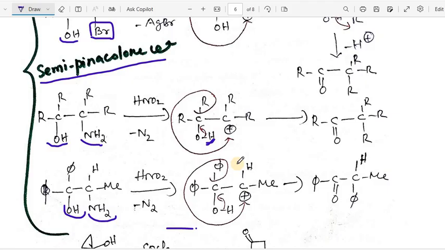So up to this we have seen what is meant by Pinacole-Pinacolone rearrangement, its mechanism, the role of migrating aptitude and its significance, and the product deciding factor, that is the stability of the carbonium ion, and also what is meant by semi-Pinacole rearrangement.